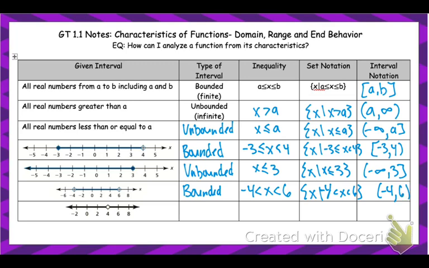Then the last one's going to be a little bit different. This is unbounded, actually on both ends. And this one is not continuous if this were to be a function. We'll talk more about that later. But if I want to write this in inequality form, instead of writing an inequality, I'm going to write this the simplest way possible. I'm just going to say x is not equal to 4. Because that's just the simplest way that I could write this. Same thing here. I'm going to say x is not equal to 4.